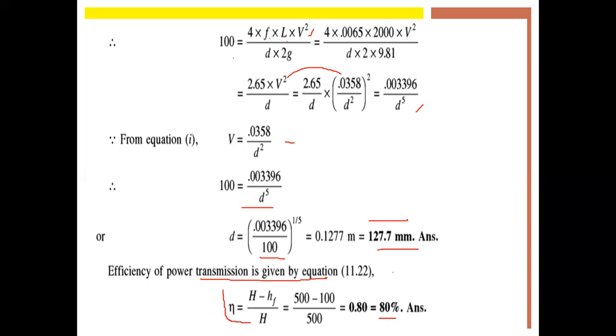Therefore, the efficiency is equal to (H minus hf) divided by H. So (500 minus 100) by 500, that is 400 by 500, which is 0.80, that is 80% efficiency is used for the power transmission. So like this you have to do the problems whenever the power problems come in the exam.